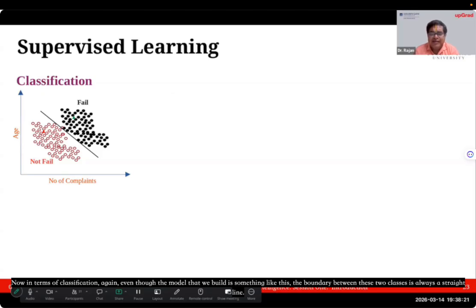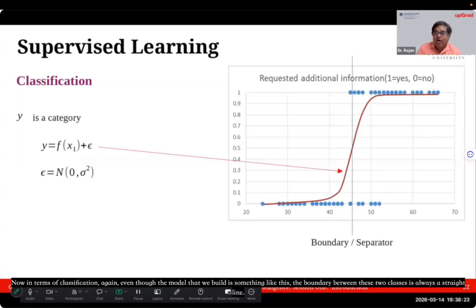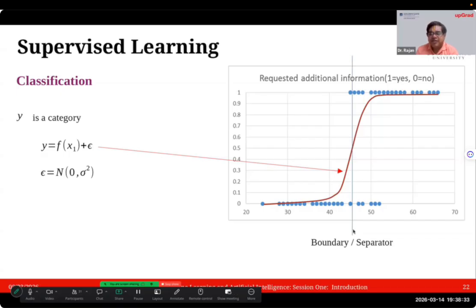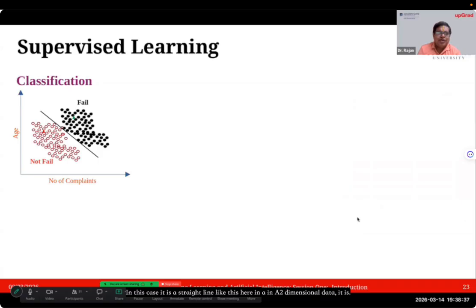classification, again, even though the model that we build is something like this, the boundary between these two classes is a straight line. In this case, it's a straight line like this here, in two-dimensional data. Okay, it is a straight line here again. So this is one category. This is the other category.